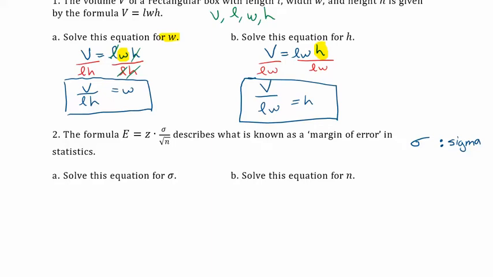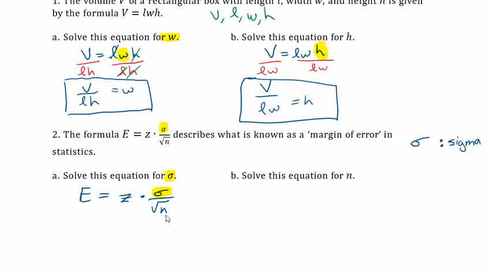So we want to solve the equation for sigma. Okay, this one looks a little different. So we want to solve for sigma. We need to isolate sigma on the right-hand side of the equation. So we need to eliminate the z from the right-hand side of the equation and the square root of n.